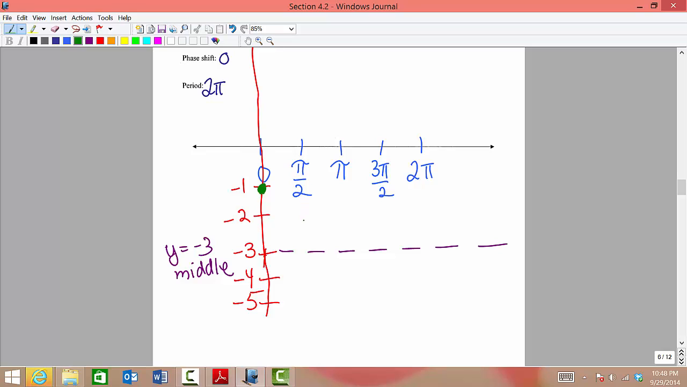At the second point, we're going to come down to the middle of the graph. At the third point, we're going to be down at the min. We're going to go 2 units down from the middle, because my amplitude is 2. At the fourth point, we're going to come back to the middle of the graph. And at the fifth point, 2 pi, we're going back to the max, which is at negative 1. Draw the cosine wave. And notice our amplitude is 2 units from the bottom to the middle, 2 units from the middle to the top.